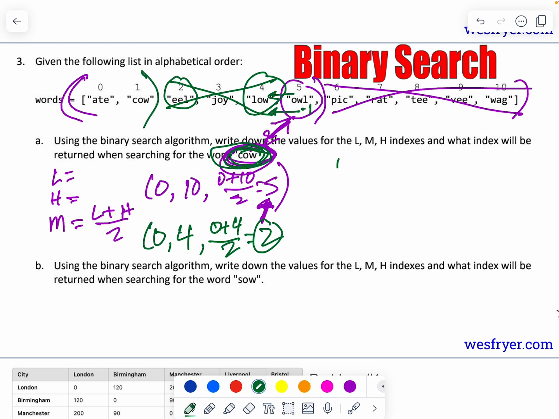All right? My low is still 0. My high is now 1. And my M is actually going to be 1. It would be a half, but I'm gonna round to 1. So I'm going to be comparing it to 1.